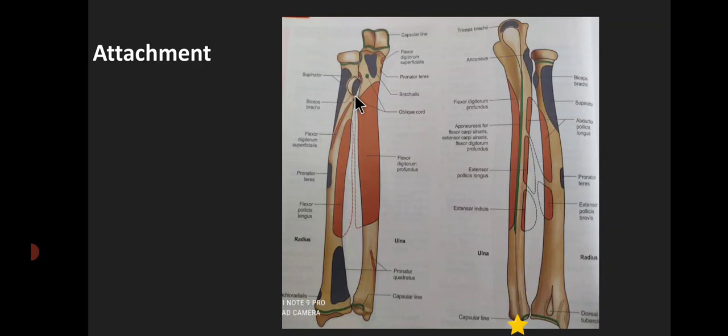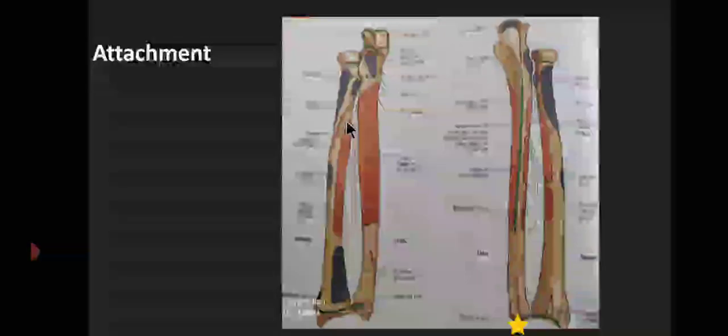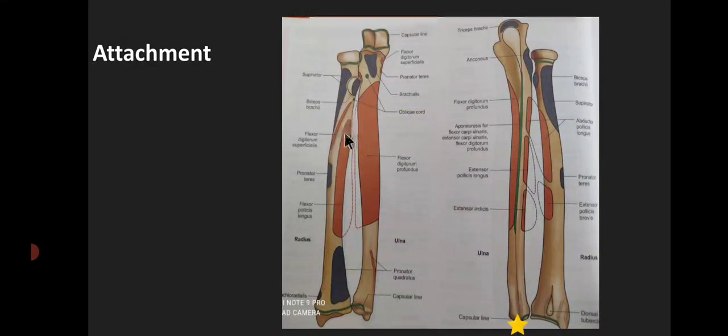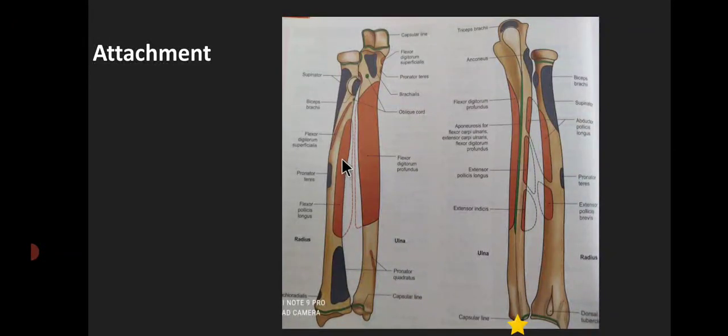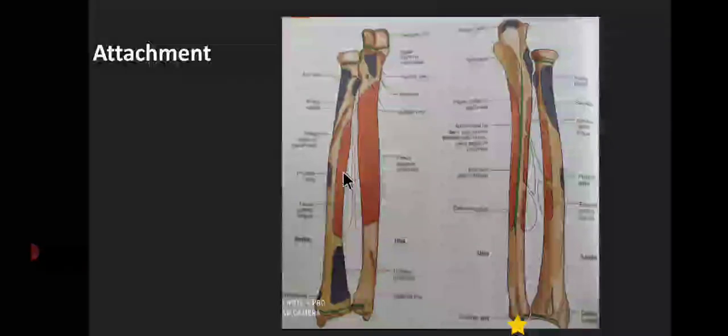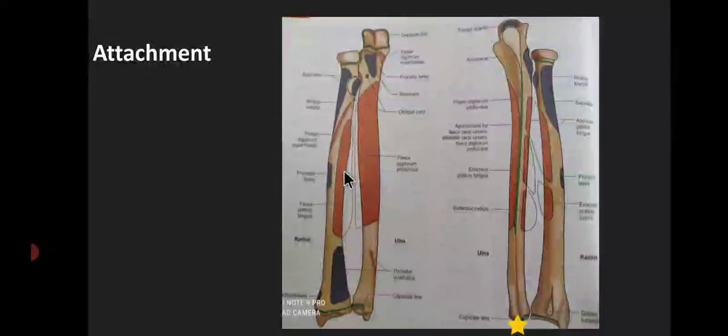Below this radial tuberosity, it gives attachment to this oblique cord. This anterior oblique line gives origin to the flexor digitorum superficialis muscle. Then the lateral surface of the middle of the shaft gives insertion to the pronator teres muscle. The anterior surface of the middle of the shaft of the radius gives origin to the flexor pollicis longus muscle.